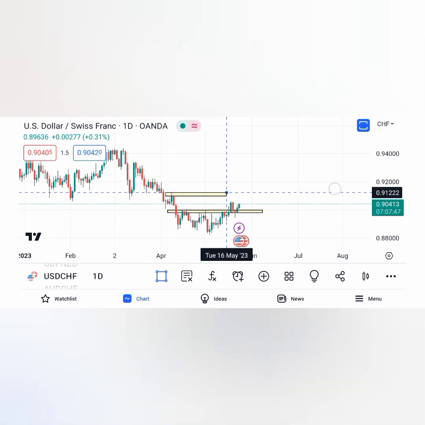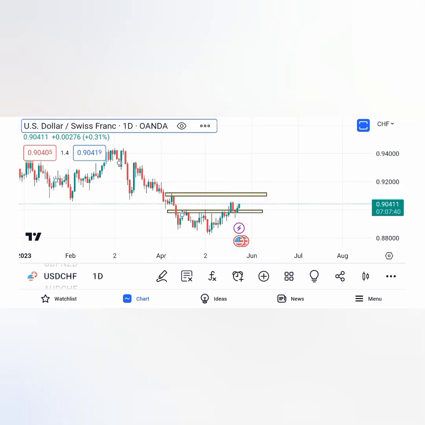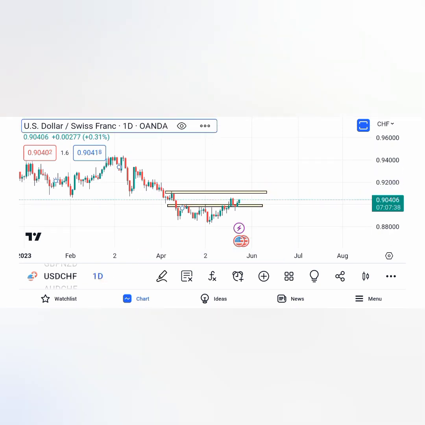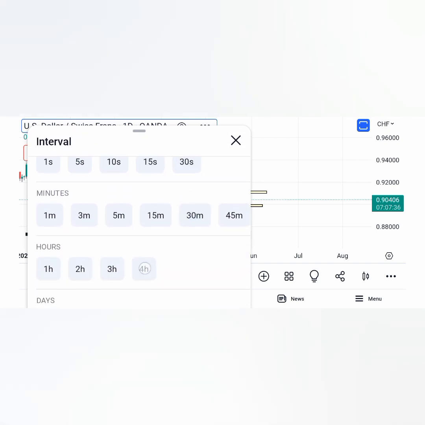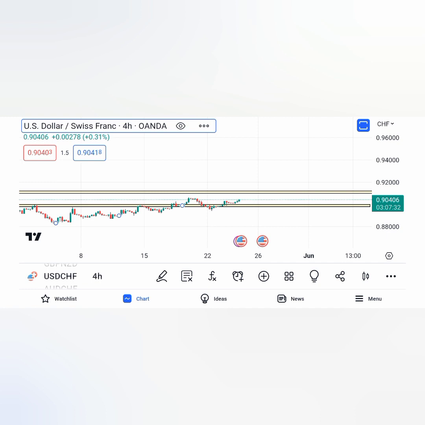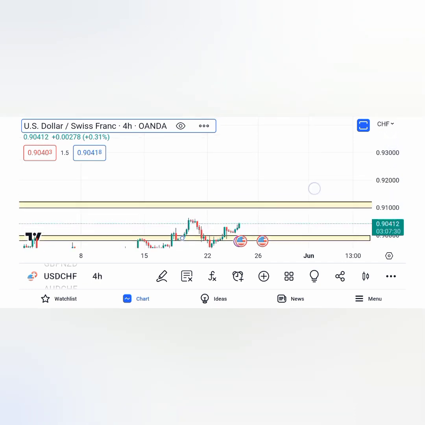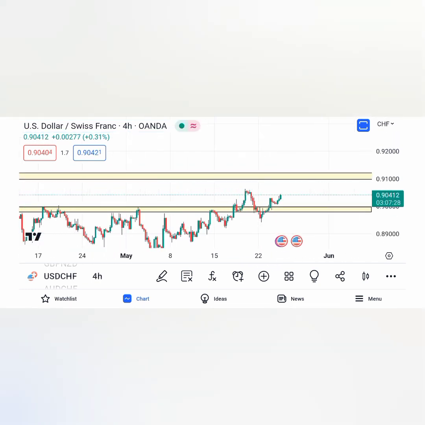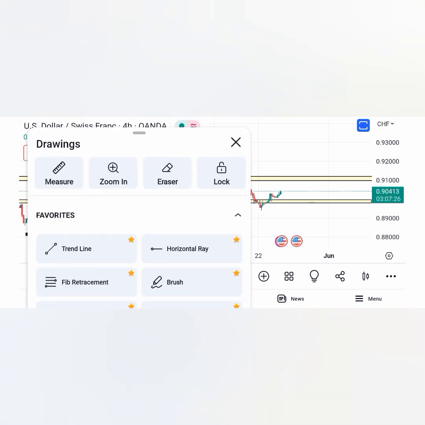We can spot another key level here. So now let's move to the 4-hour time frame and study the price action there and see whether we can spot other key levels there. On the 4-hour time frame also, if you study closely, you can spot a key level here.